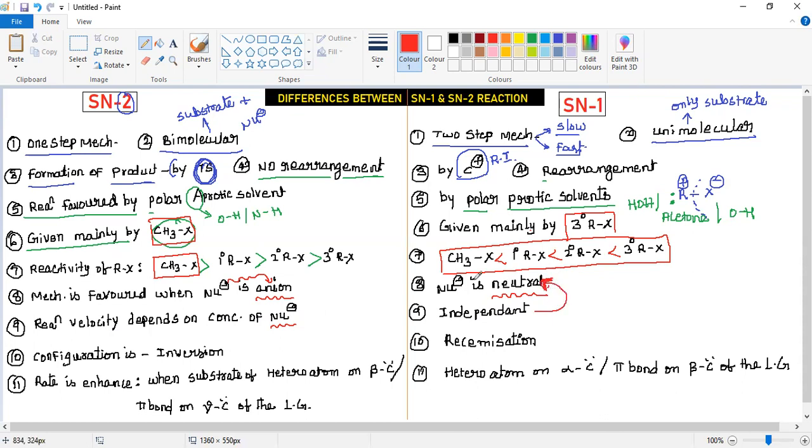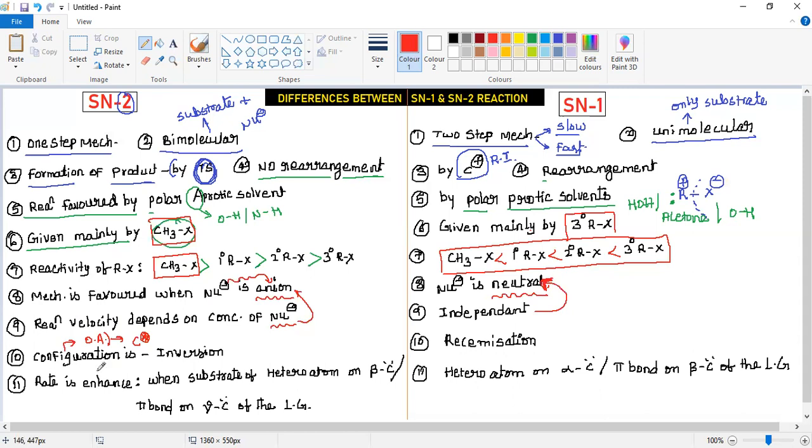ఎందుకు? ఇది న్యూట్రల్. ఇక్కడ ఇది చార్జ్ ఉంటుంది, అందుకే వెలాసిటీ ఆఫ్ ద రియాక్షన్ డిపెండ్ అవుతుంది. ఓకే, నెక్స్ట్ here the configuration. So configuration is mainly said to be depending upon what? Optical activity, optically active compound. So optically active compounds ఎప్పుడు పాసిబుల్ అయి ఉంటుంది? Whenever it contains chiral carbon, then it undergoes that configuration.